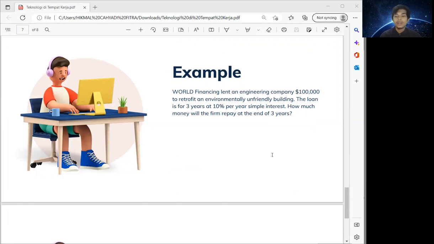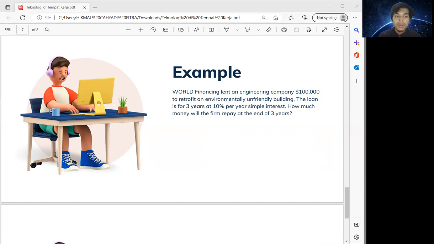The next is an example. Example: Walker Financing lent an engineering company $100,000 to retrofit an environmentally unfriendly building. The loan is for 3 years at 10% per year simple interest. How much money will the firm repay at the end of 3 years? The solution: the interest for each of the 3 years is calculated on the $100,000.